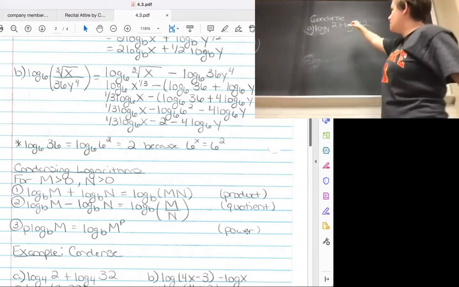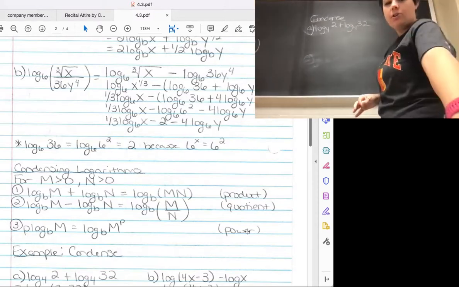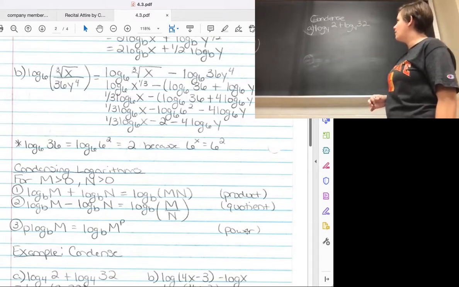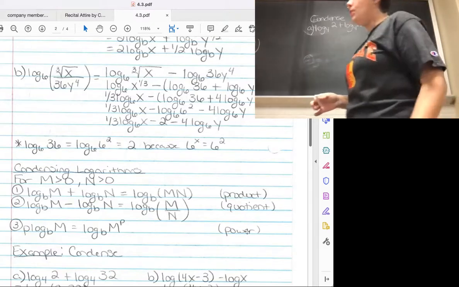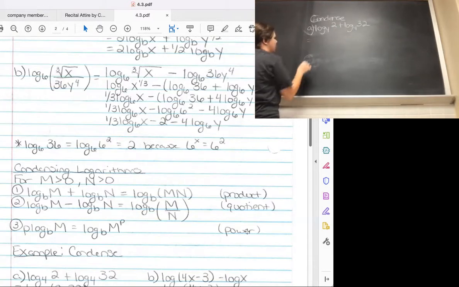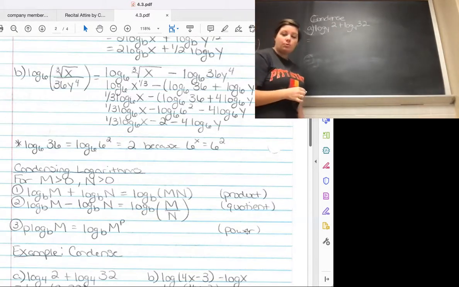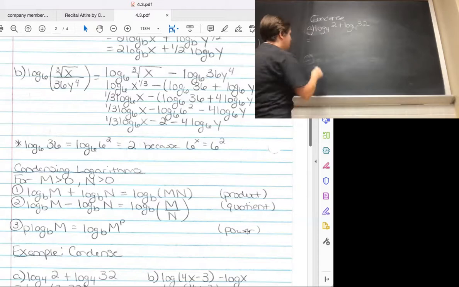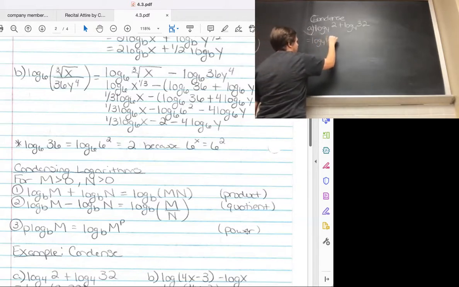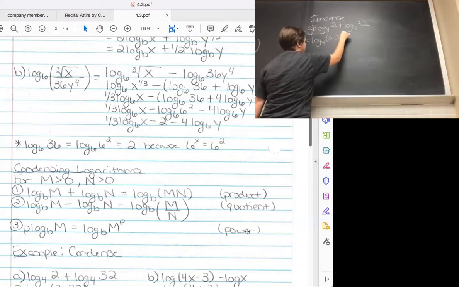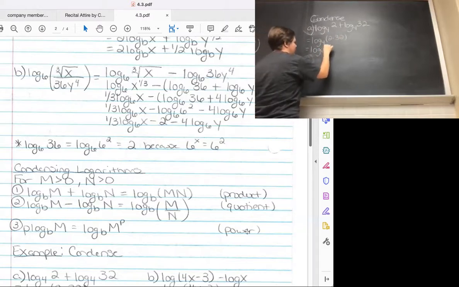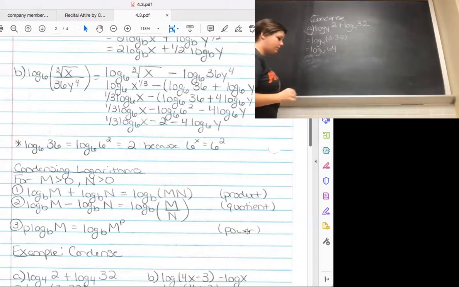So we're going to condense this first one, which is up there on your screen. Log base 4 of 2 plus log base 4 of 32. So we need to combine these together. That addition tells you that you're going to use the product rule. You're going to combine them using product. So that's log base 4 of 2 times 32, which equals log base 4 of 64.